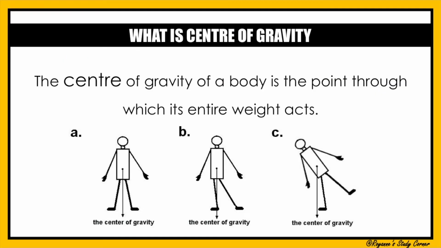Now, we've just talked about weight and how weight is the effect of gravity pulling your body towards the earth. But we may think that our weight would act all through our bodies, but this actually isn't the case. Our weight seems to act through one point. Now, this point is called the center of gravity. So the center of gravity of a body is the point through which its entire weight acts.